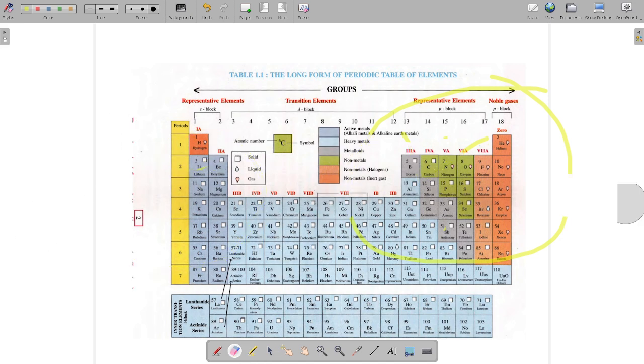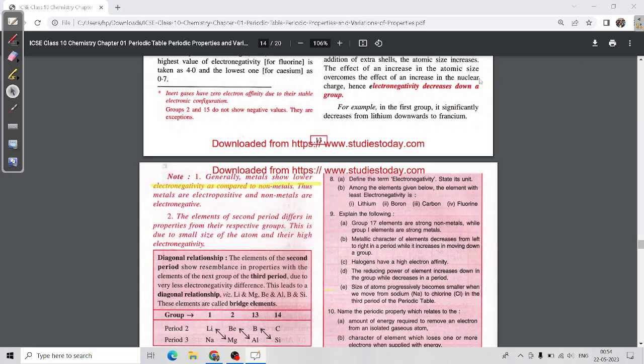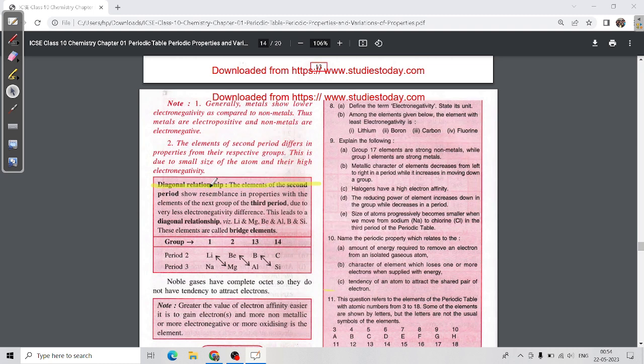Now as we check here, that it is metals and non-metals. See, as we go down a group here, it will decrease, and as we go across a period here, it will increase. By this we can say that non-metals have a great electronegativity, and metals have a low electronegativity.